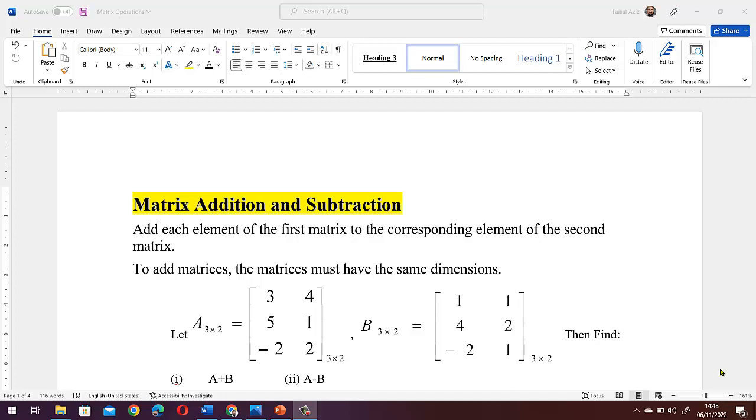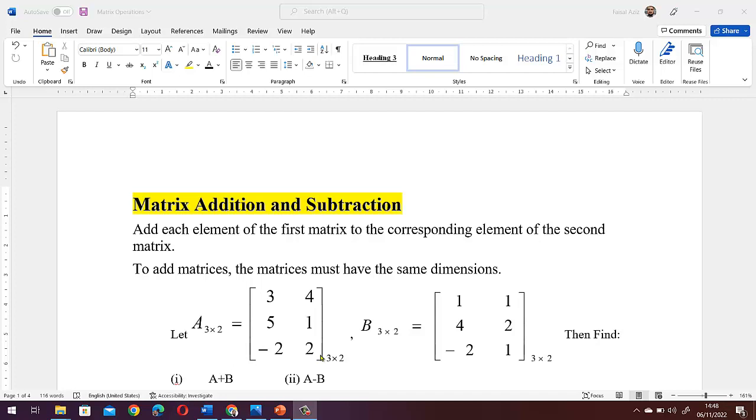Viewers, in this video, I will talk about matrix addition, subtraction, multiplication, and inverse of a matrix. Before proceeding with the example regarding addition, subtraction, or multiplication, let me take you through the definition of a matrix.